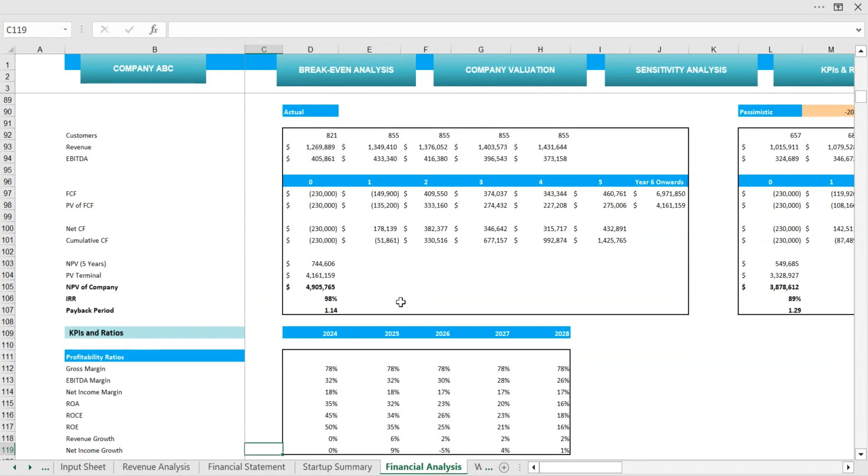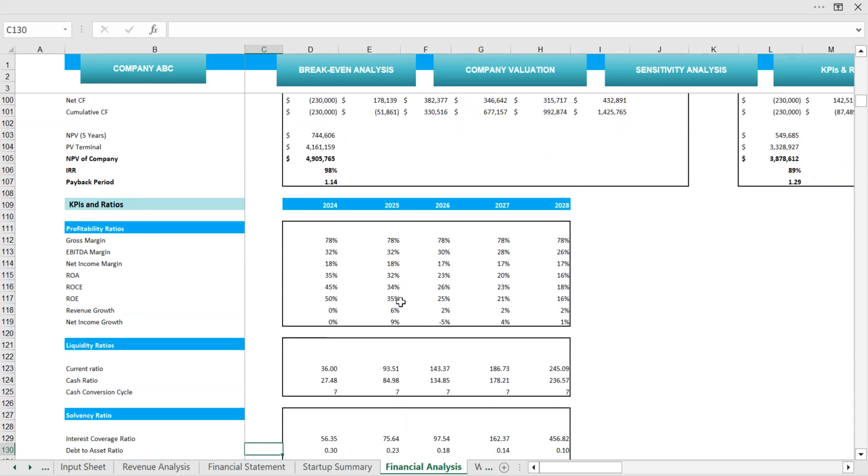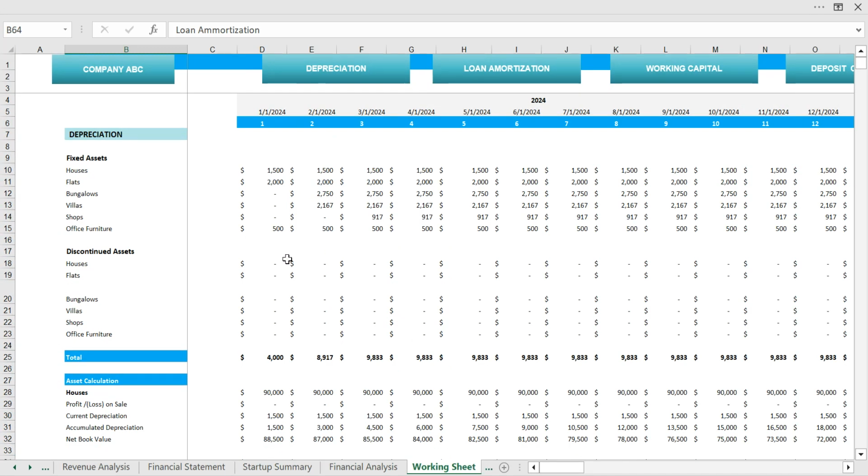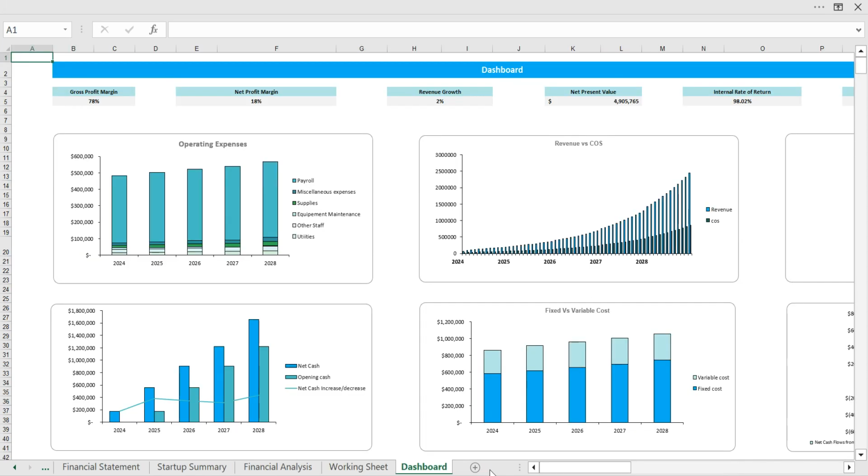These are the multiple financial ratios which are helpful in assessing the financial health of the company. Then we have the working sheet, which shows the detailed calculation of the depreciation, loan amortization, working capital, and deposits. Then we have the dashboard at the end. It is a quick snapshot for your company which shows the different charts and the graphs. So this is all about this model.